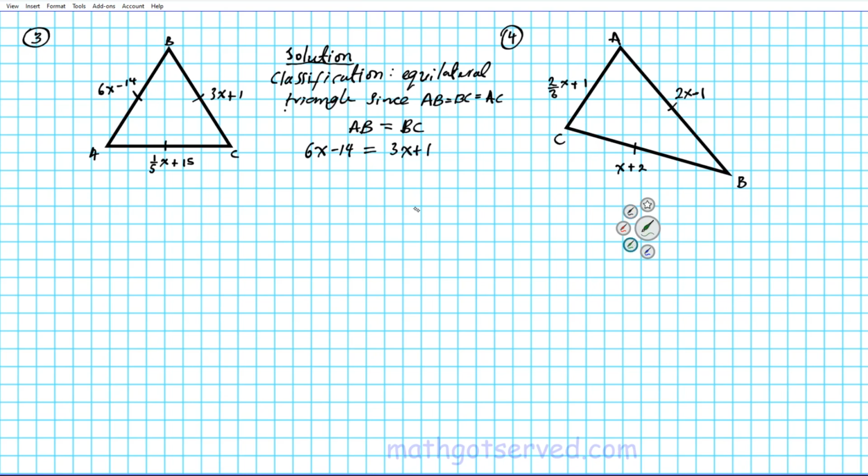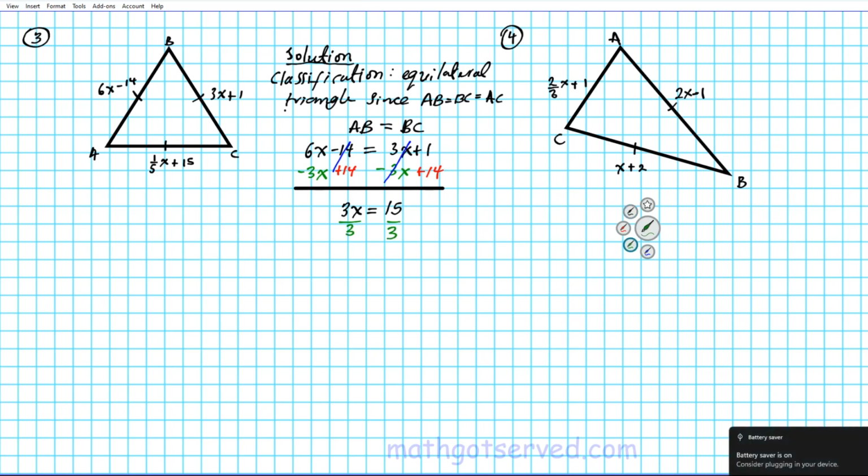All right, so to solve for x here, let's move all the variables to the left side. So subtract 3x from both sides. And then move all the numbers to the right. We add 14 to both sides. All right, so when we carry out these operations, minus 14 plus 14 will add up to 0. 3x minus 3x will add up to 0. So that will give us 6x minus 3x is 3x. 3x equals 15. And then divide both sides by 3. And then we have x is equal to 5.